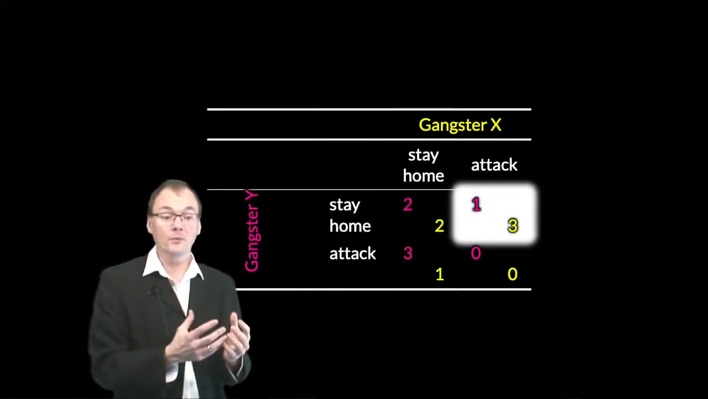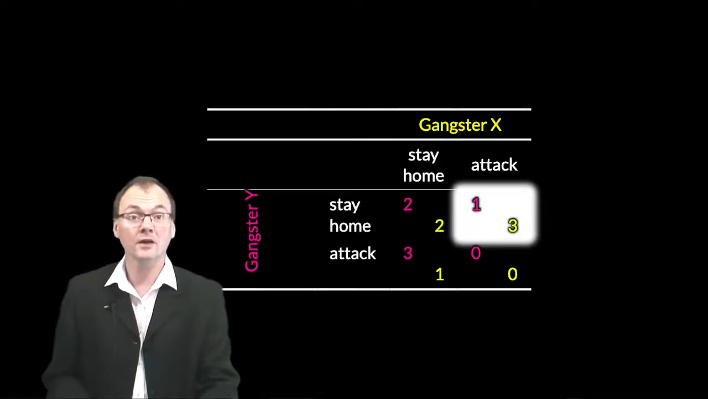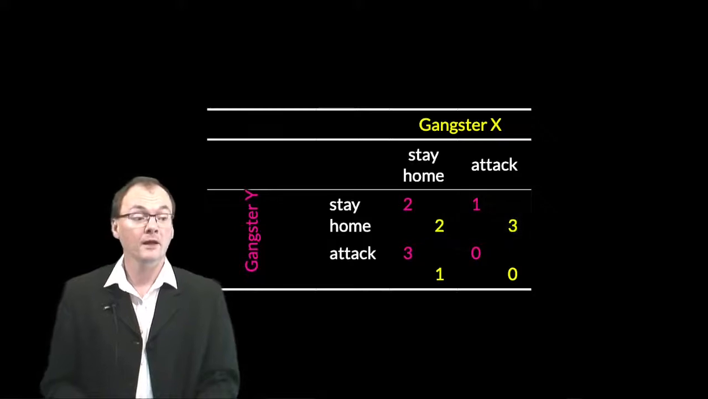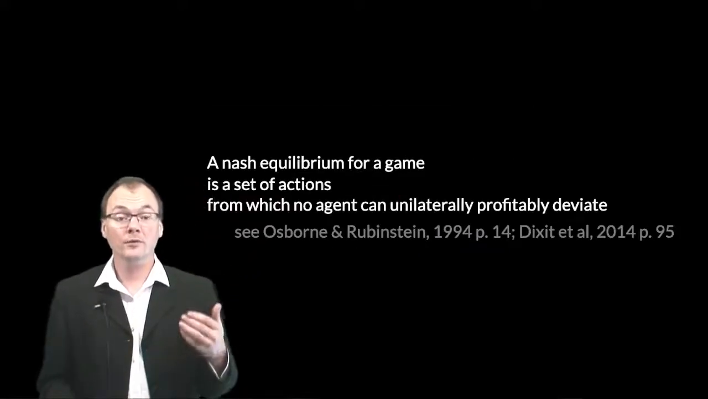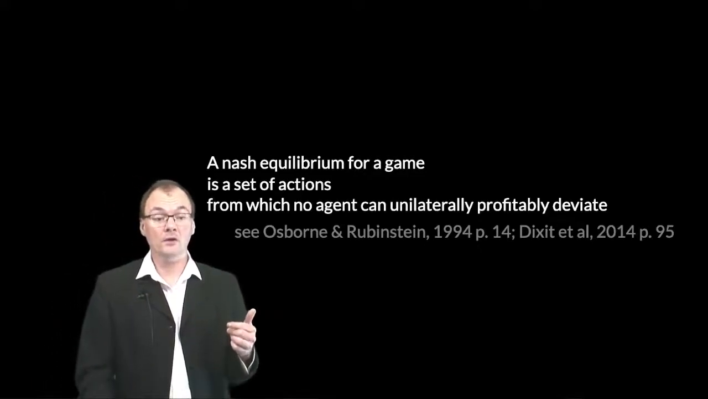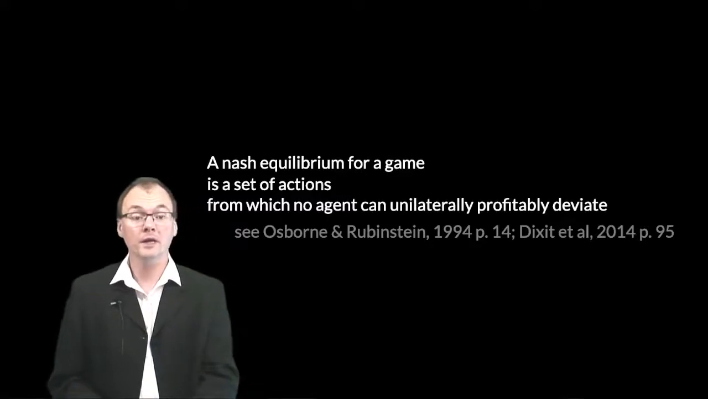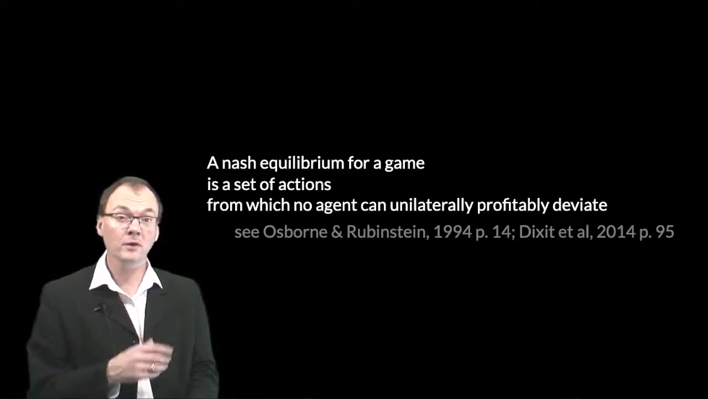Why is it a Nash equilibrium? Because neither gangster can improve their situation by acting unilaterally. So this is the notion of a Nash equilibrium. A Nash equilibrium for a game is a set of actions from which no agent can unilaterally profitably deviate. If you've been following along, you probably understand this, but I just want to be really careful here.